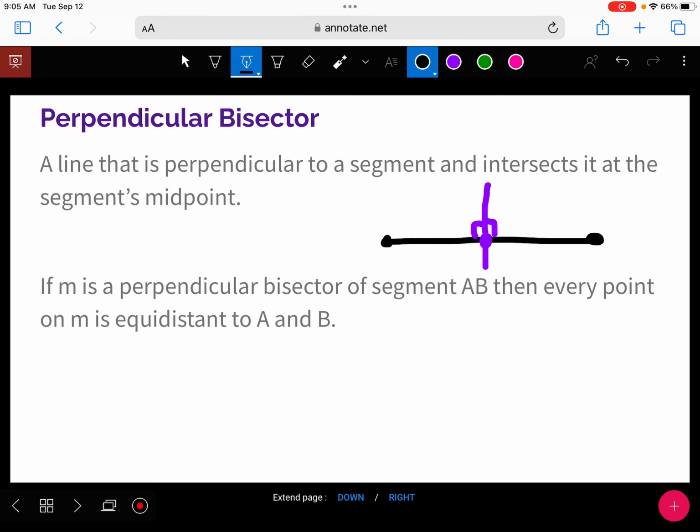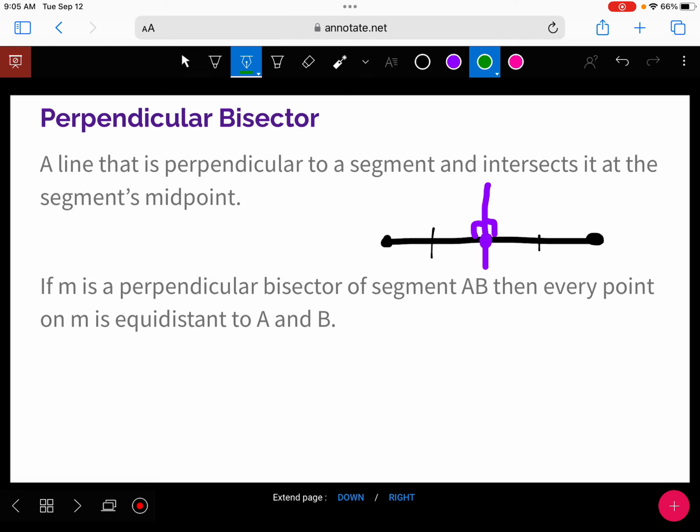What's up? This is still 3.1. This is chapter 3 in unit 2, which doesn't really make a ton of sense, but it's unit 2, chapter 3, section 1.